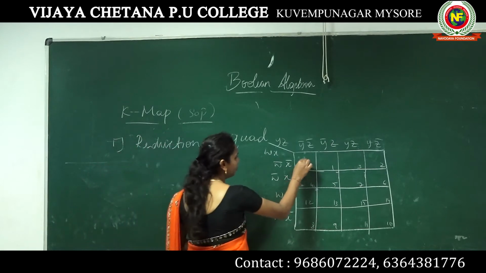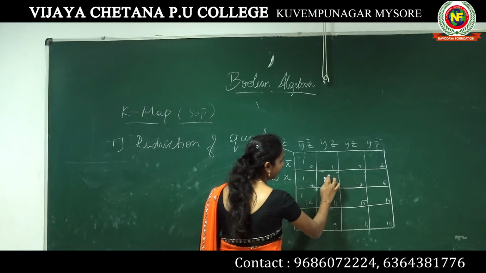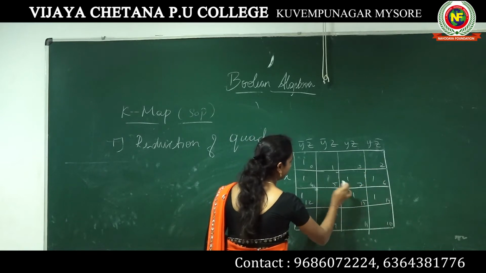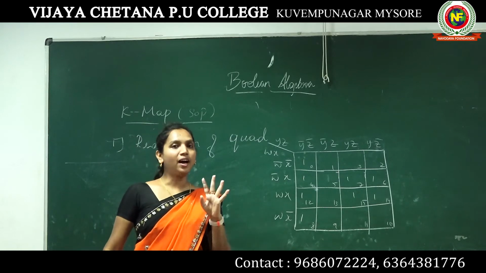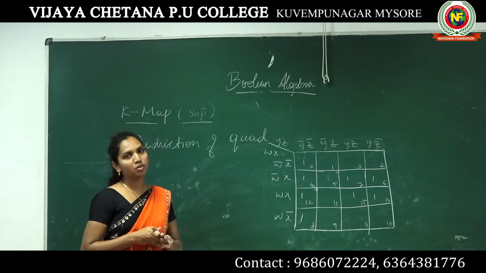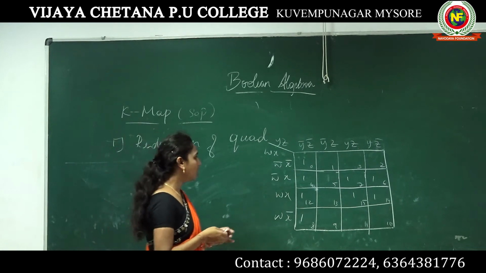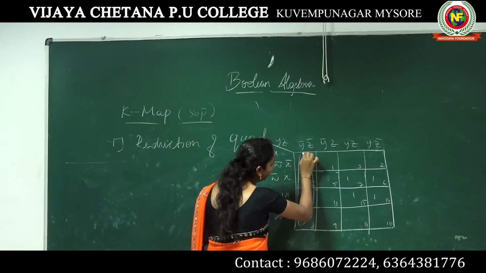Next, I am writing 1 here and here also. I am writing 1 here. So, what is the meaning of what? 4 ones are adjacent, which means 4 ones together we call a quad. So here, see here, there are 4 ones. So I am just encircling here.